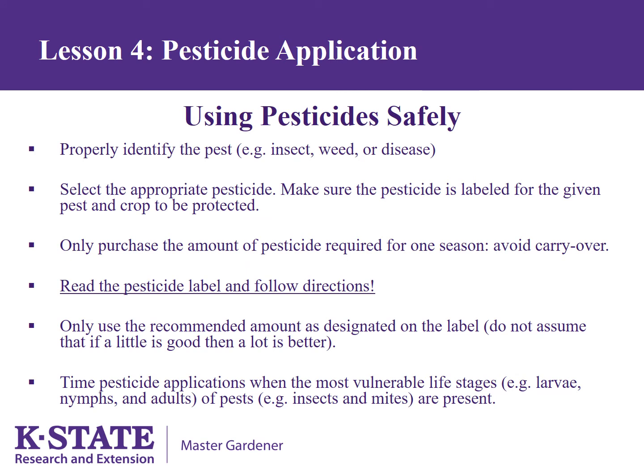Make sure you properly identify the pest before selecting a control measure. Then select the appropriate pesticide based on what pest and crop you will be using the product on. Only purchase the amount of product you need. Be sure to read and follow the label. It is important to use the rate listed on the label and time the applications when the weed or insect is the most susceptible.